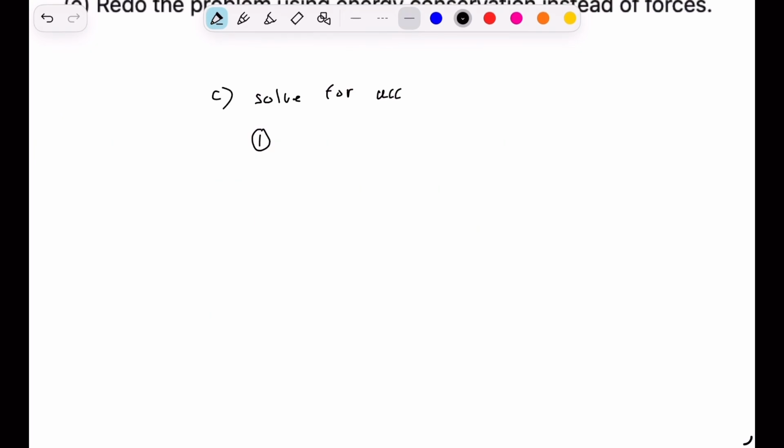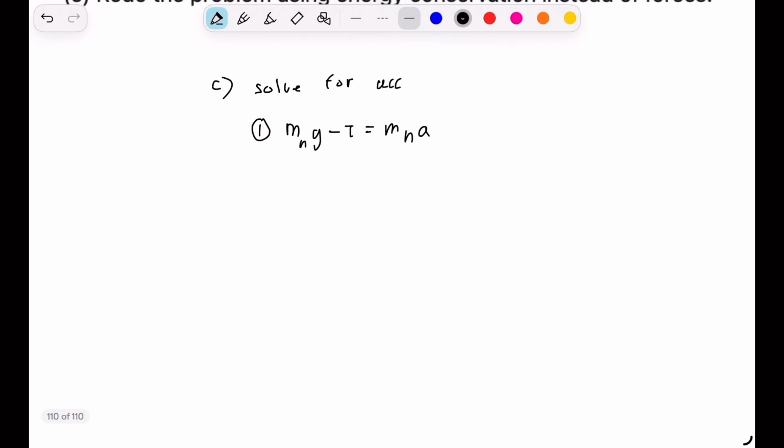Our first equation, we have mhg minus T is equal to mhA. So we can substitute in our tension. Our tension is going to equal 1/2 mdA, right? And if we sub that in here for tension, we get mhg minus 1/2 mdA is equal to mhA.